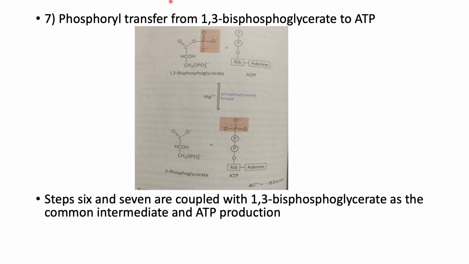The next step is a phosphoryl transfer from 1,3-bisphosphoglycerate to ATP. In this formulation you have this phosphate right here, ATP there, and the phosphoglycerate kinase, with the help of a magnesium cofactor, creates the reaction of transfer of the phosphate group to the terminus of ATP, and this will form 3-phosphoglycerate as a consequence of this.